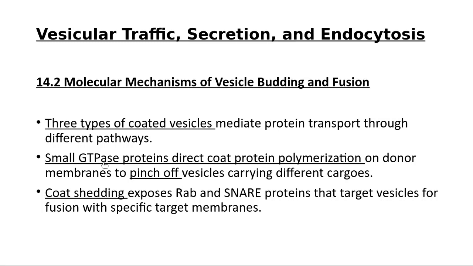Then the coat protein forms, that means the polymerization of coat proteins around the vesicle happens. But at the same time, it also gets released or depolymerized. That is called coat shedding. Coat shedding happens because the function of coat protein formation is just to recruit necessary proteins inside the vesicle onto the membrane of the vesicle. Once the goal is achieved, the coat proteins have to shed so that the vesicle can fuse to the next compartment. So that is the basis of this particular section.